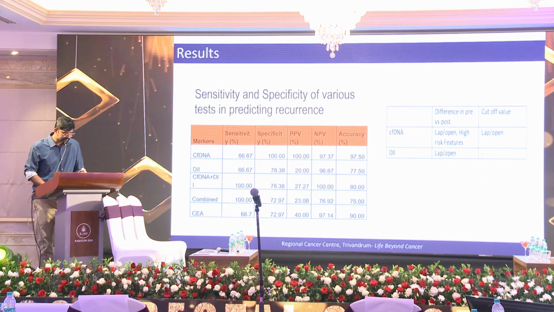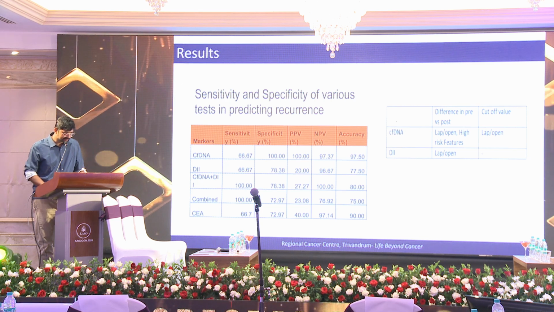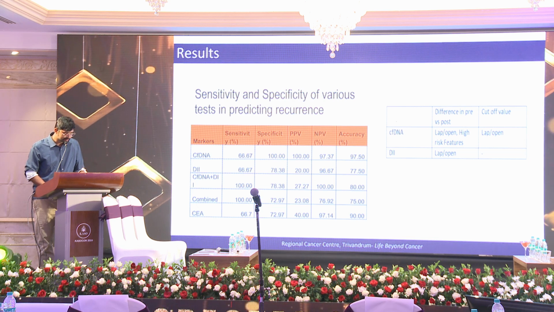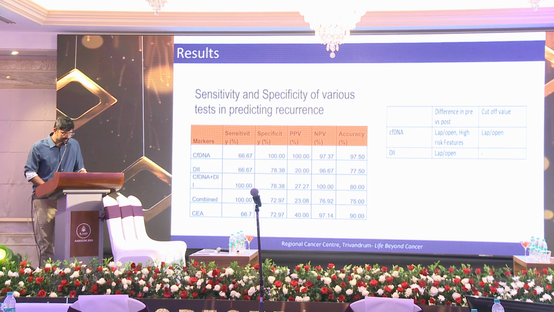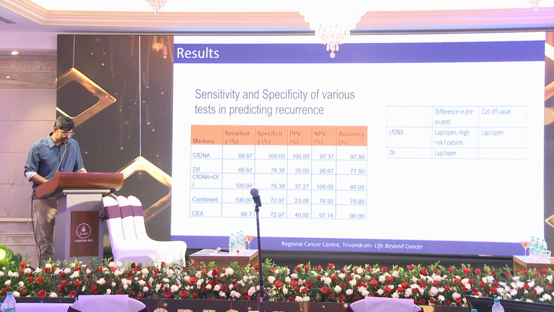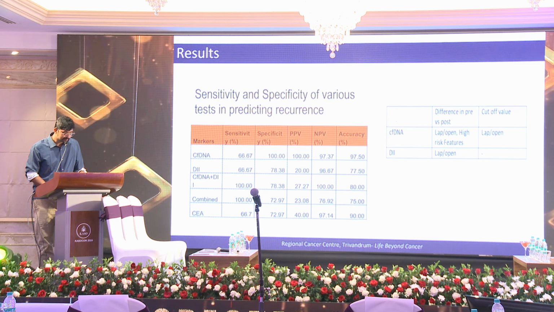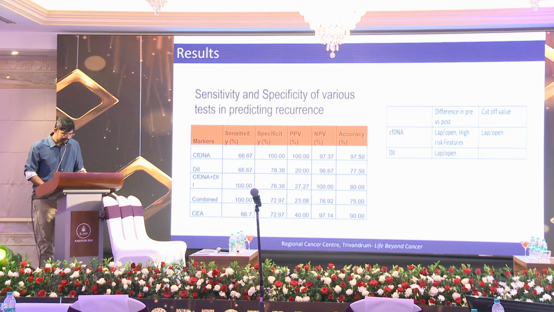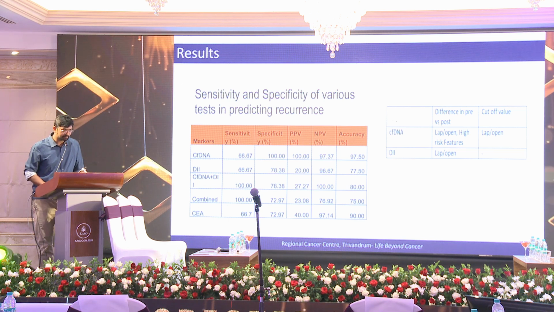We can see the sensitivity and specificity in this table. The cfDNA sensitivity is 66.67, and when combined with the DNA integrity index, the sensitivity becomes 100 and the specificity is 78.38, which falls when we combine it with CEA values. The specificity comes down to 72.97. And on the right side of the screen, we can see the difference in the pre and postoperative values when we did a paired t-test.